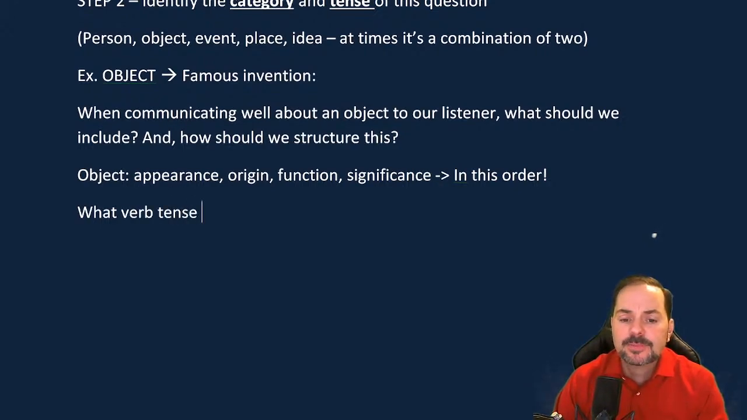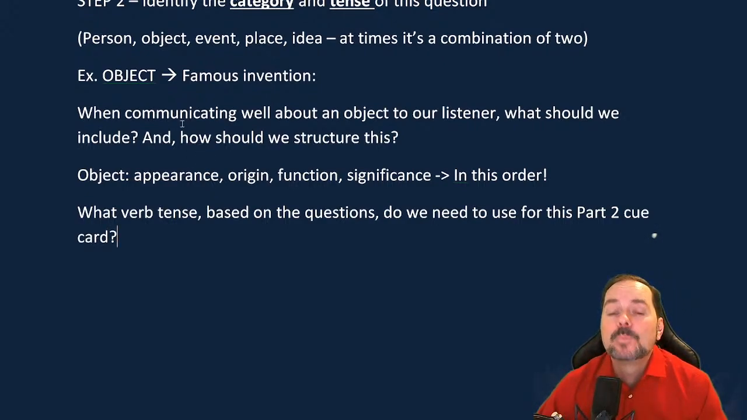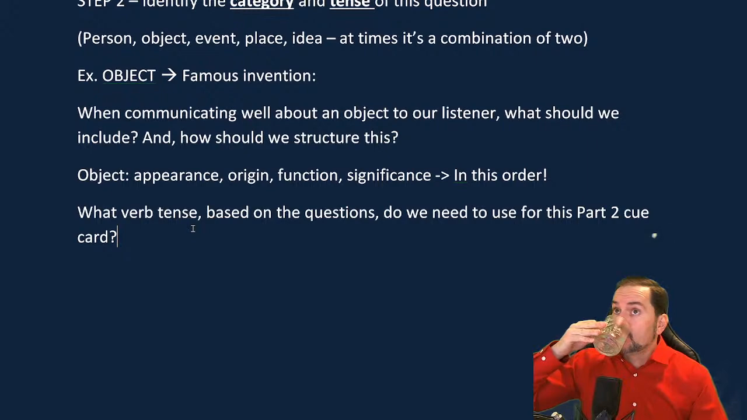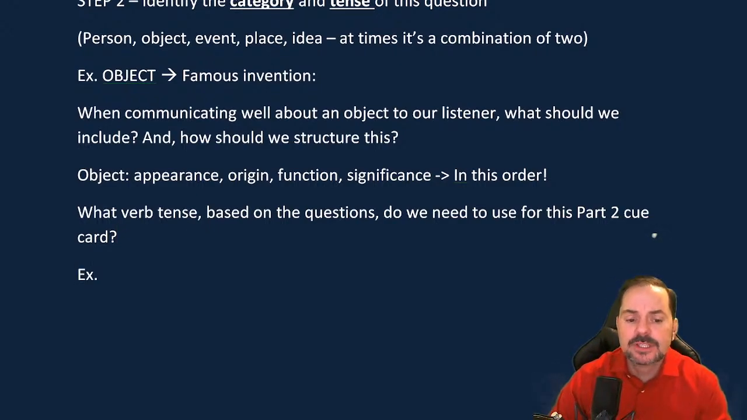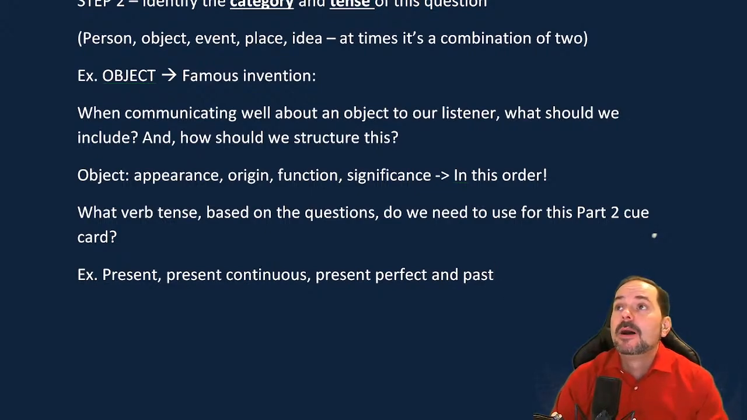So what verb tense, based on the questions, do we need to use for this part 2 cue card? Okay, what do you think? So if I read this cue card, what kind of a tense do I have to use? Okay, Harwinder says mainly present, continuous, past. Satish says past. Yeah. So I would say for this example, we need present, present continuous, present perfect, and past. So these are mostly the important ones.